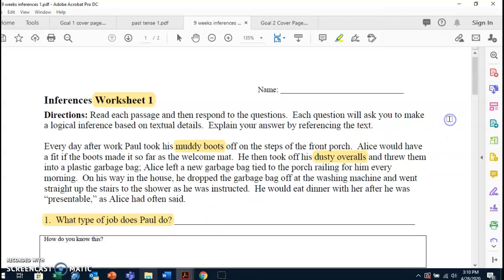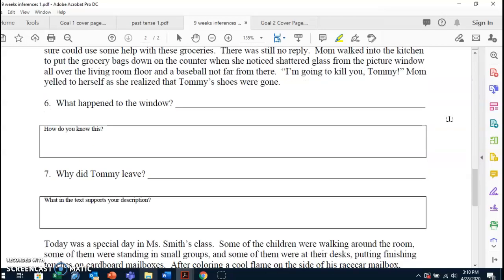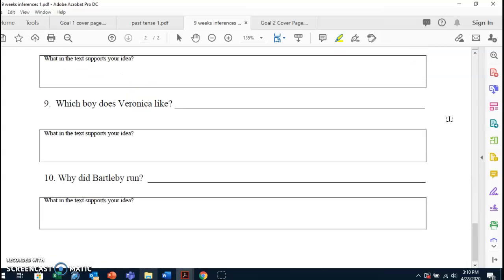You're going to do the same thing for the other short stories here on the paper. And then you're going to grade them for your final IEP grade.